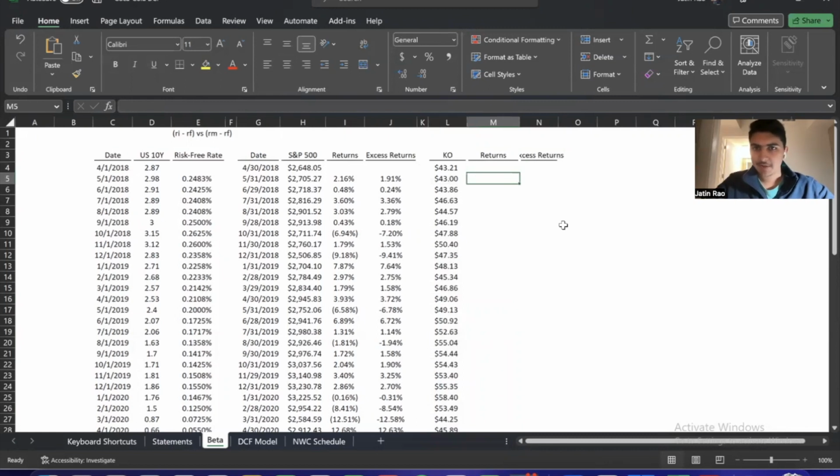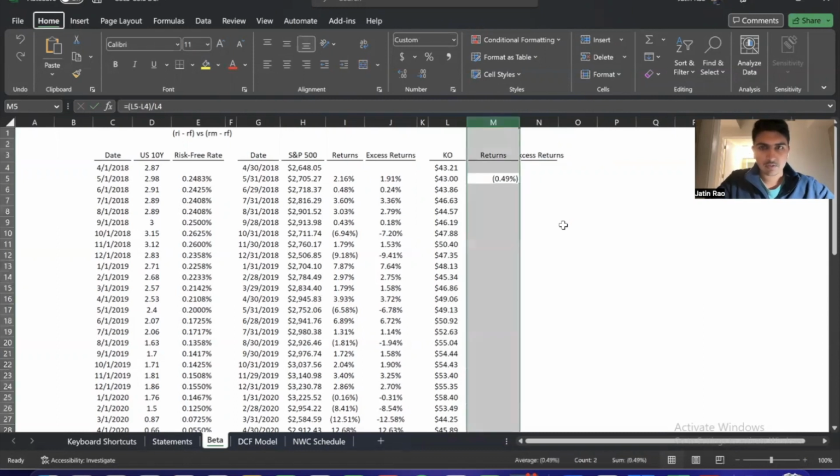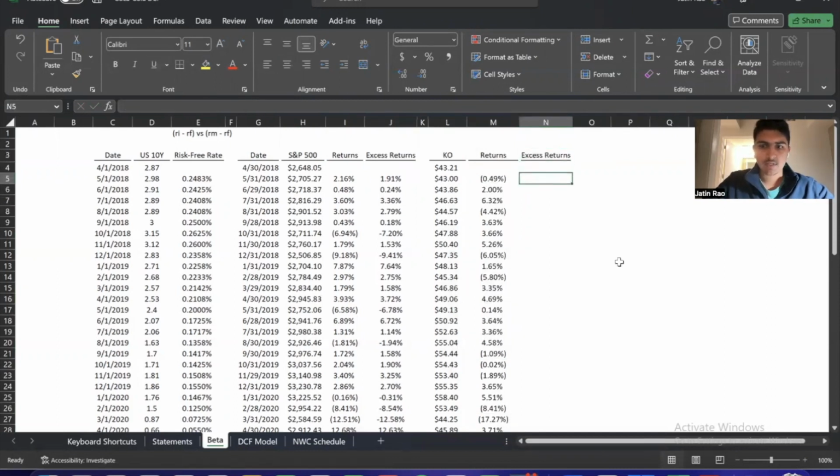So now, same calculation for our returns. If you invested in Coca-Cola on 4/30/2018 at $43.21, what would your investment be for the month of May? Well, this is going to be equal to May's price minus April's price divided by April's price. So you're losing a little bit. Then we can copy those down. Excess returns, and now we can calculate the same excess returns against the risk-free rate. So it is KO's return minus the risk-free rate. Boom. Do Control 1, please. I only want 2 decimal places.